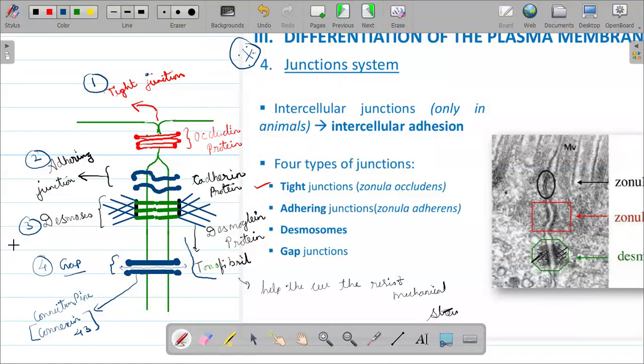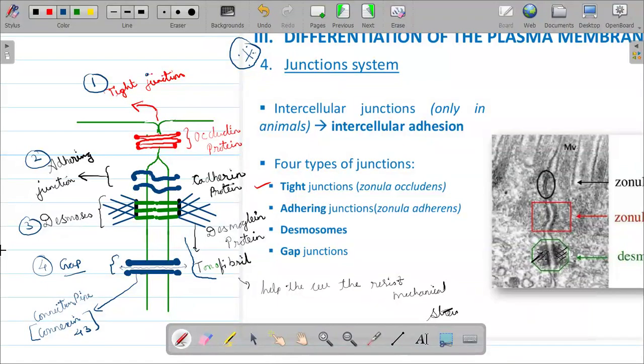In adhering junction, you said that it keeps the cells together. So does the exchange of molecules take place, sir? It will not take place in the tight junction. In others, the exchange of molecules will take place, but it's highly limited.